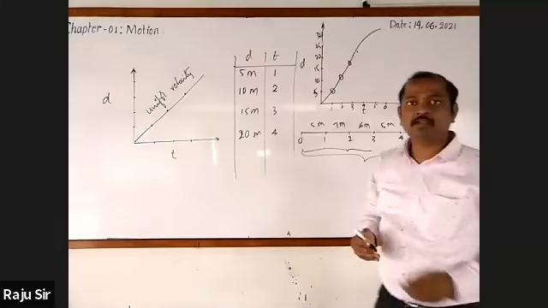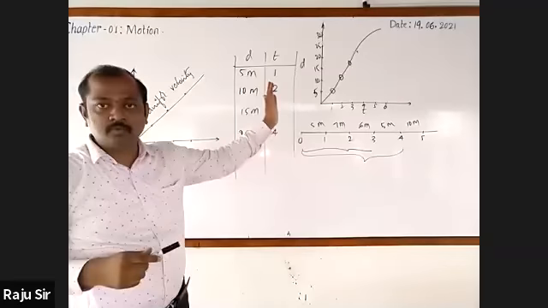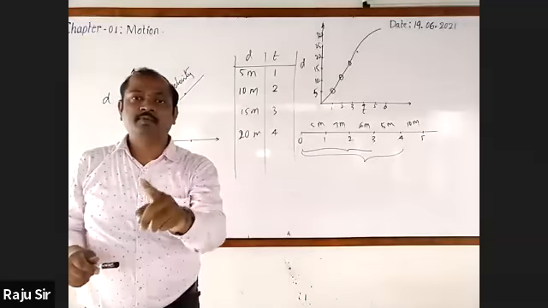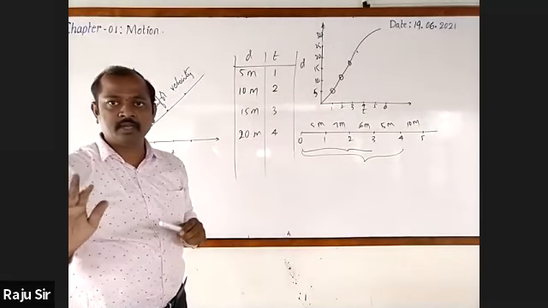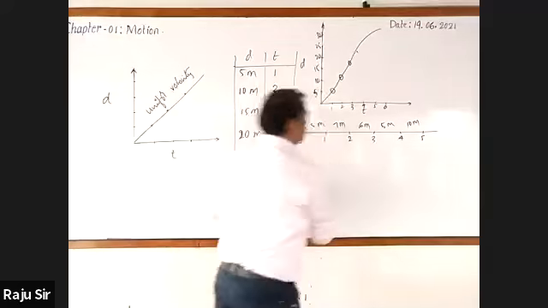Is it a straight line? No, sir. It is a curved line. This is the graph of non-uniform motion, or non-uniform velocity, or non-uniform speed. Clear? Yes, sir. Now I'll go for drawing one.